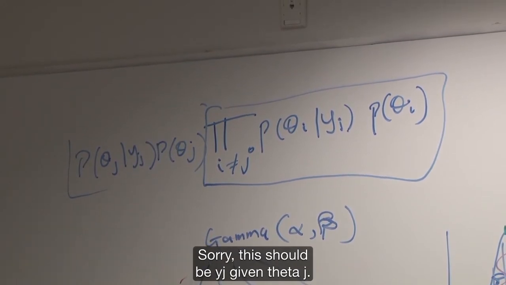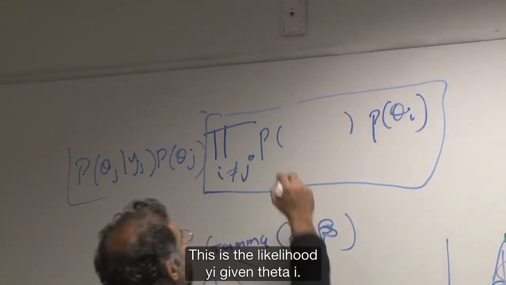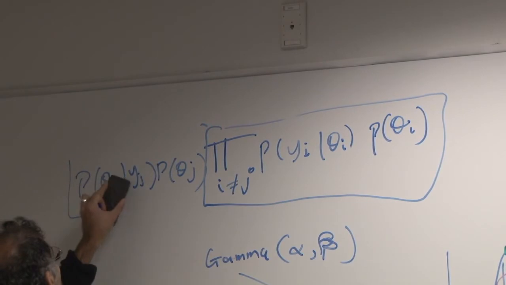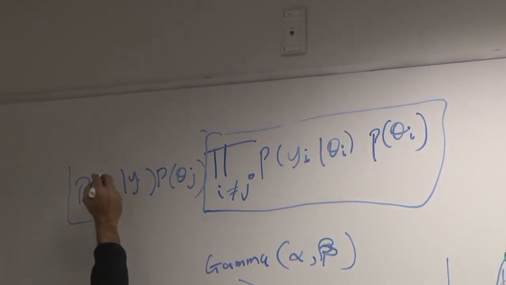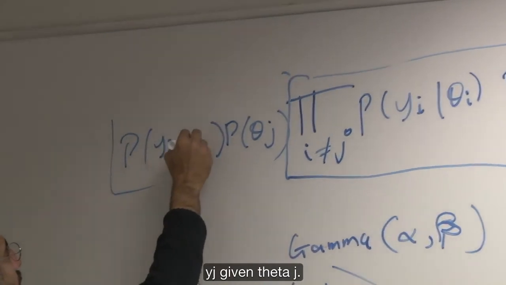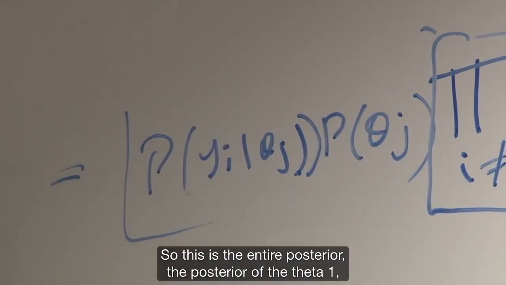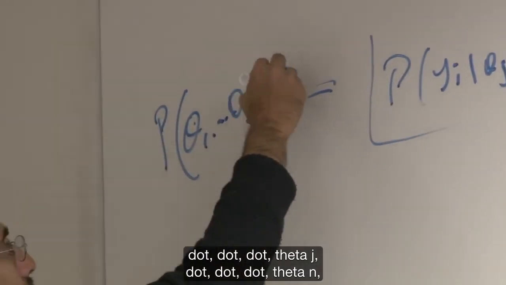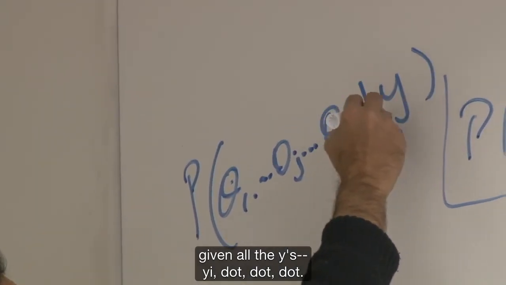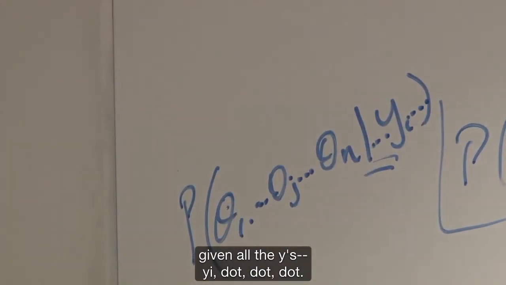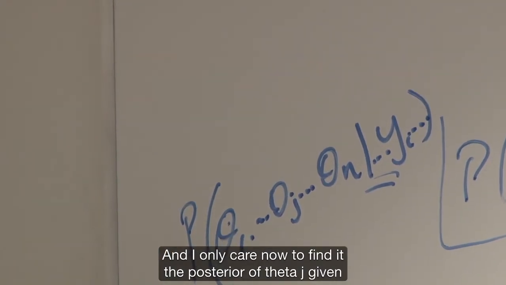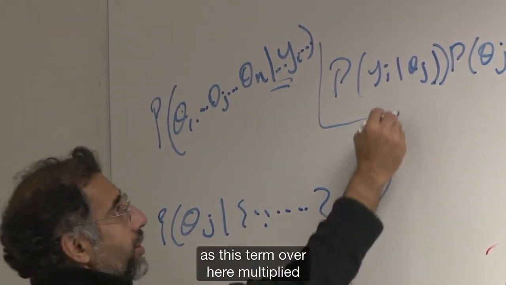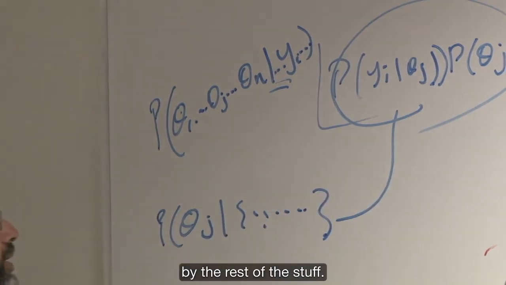Sorry, this should be yj given theta j. I'm a little bit out to lunch. This is the likelihood: yi given theta i, yj given theta j. So this is the entire posterior, right? The posterior of theta 1 dot dot dot theta j dot dot dot theta n given all the y's. And I only care now to find the posterior of theta j given all the y's. And then I can write that posterior as this term over here multiplied by the rest of the stuff, and I don't care about what the rest of the stuff is.